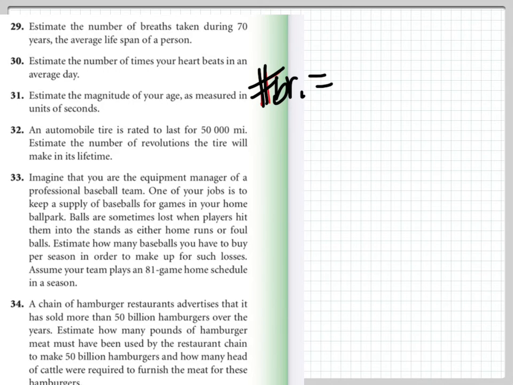Number of breaths would equal, well, breaths. So here's one where I get to make my point about this. You can't pull a number out of thin air. Do you feel like you can get a reasonable estimate on how many breaths somebody takes in a day? No. But do you think you could get a reasonable estimate on how many breaths you take in a minute?